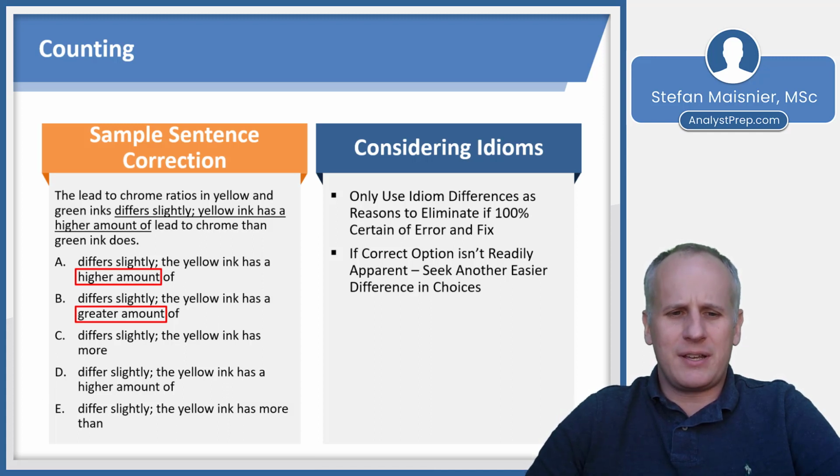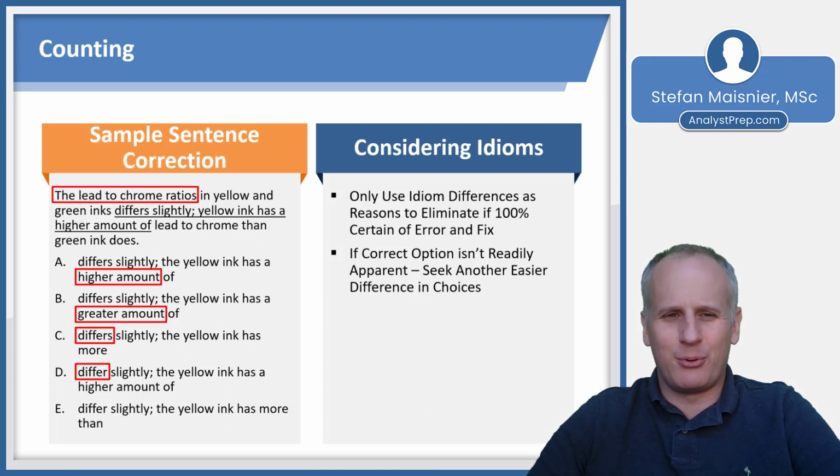If we look at choices C and D, we can see that we've got differs versus differ. And this is going to be much more directly evaluated because we can find the subject in the non-underlined portion as the lead to chrome ratios. And those ratios, they differ, not differs, because ratios is plural.